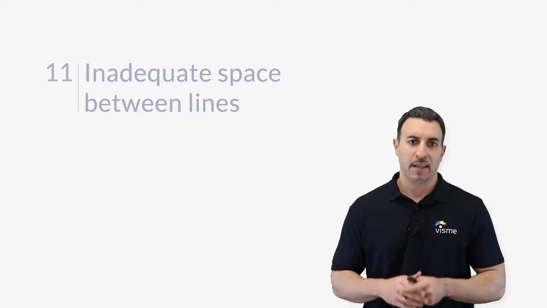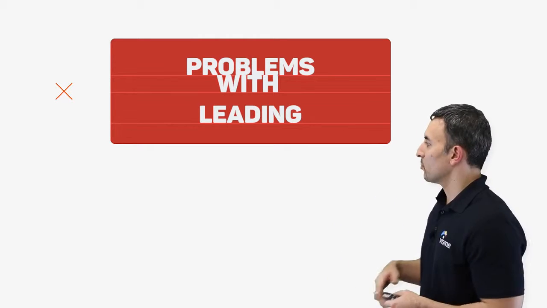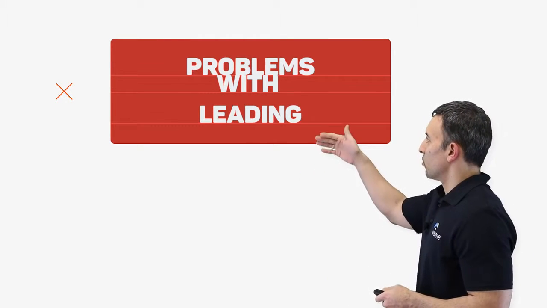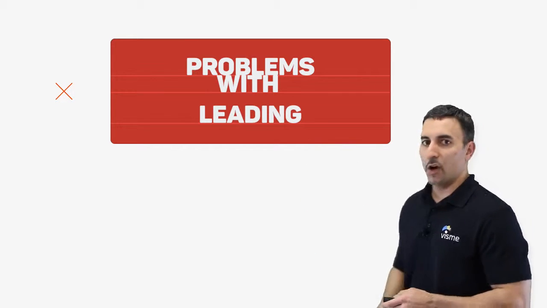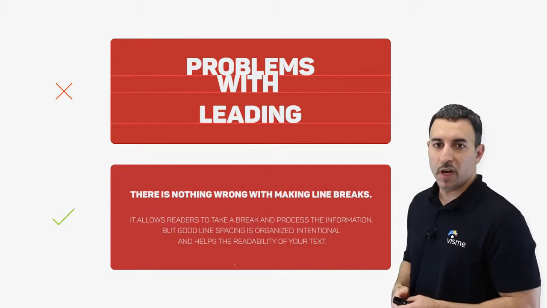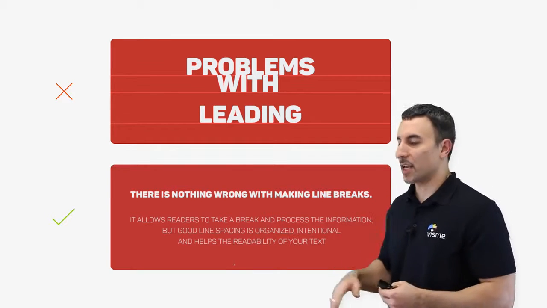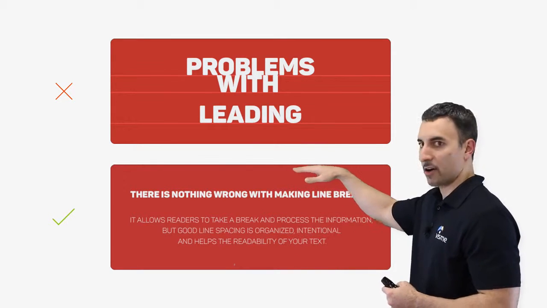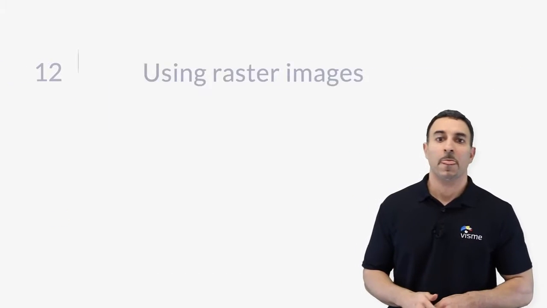Number 11 is inadequate space between lines. So this one again, the problem with leading, you have the words "problem with" stuck together, and then you have the leading. What you want to do instead is, it's okay to have line breaks, but the line breaks should have a purpose. In this case, you have a short paragraph and you have a header. So there's a little bit of separation between them, and that's an okay thing to do.